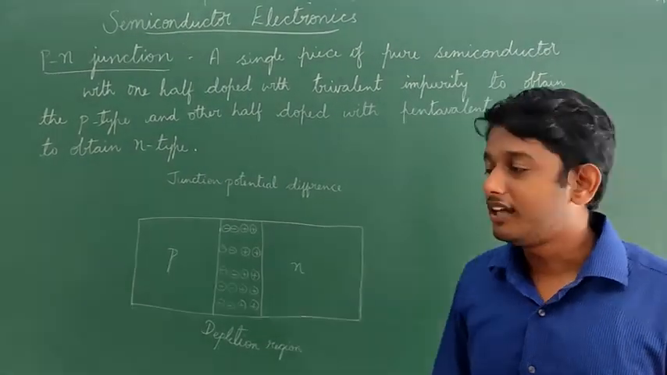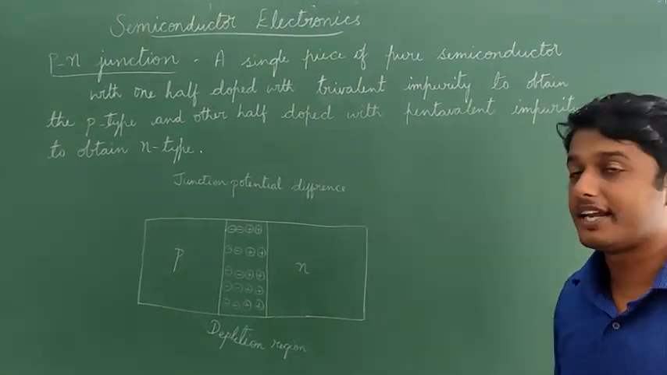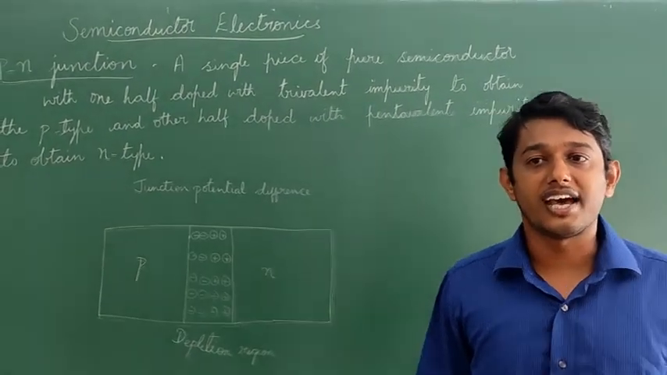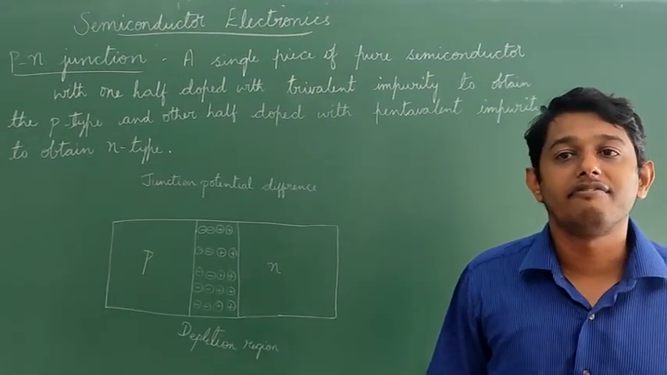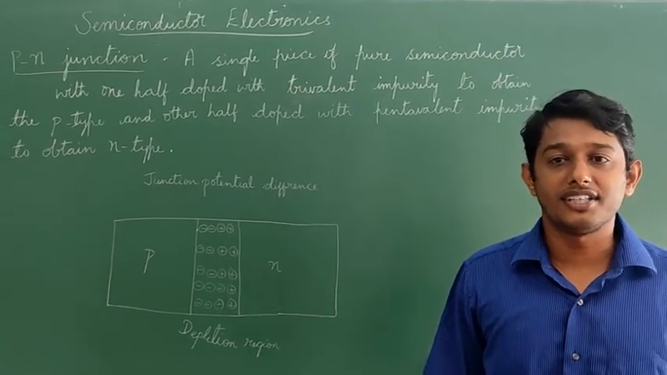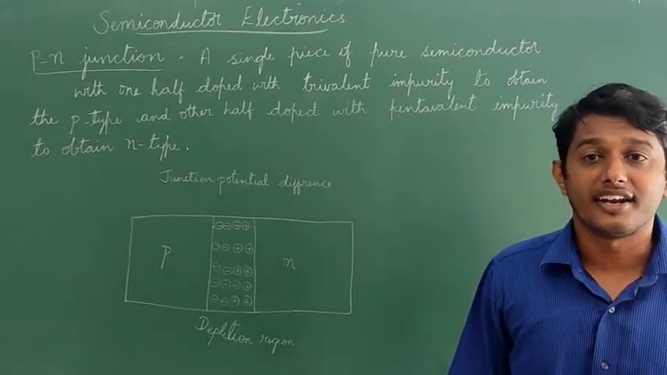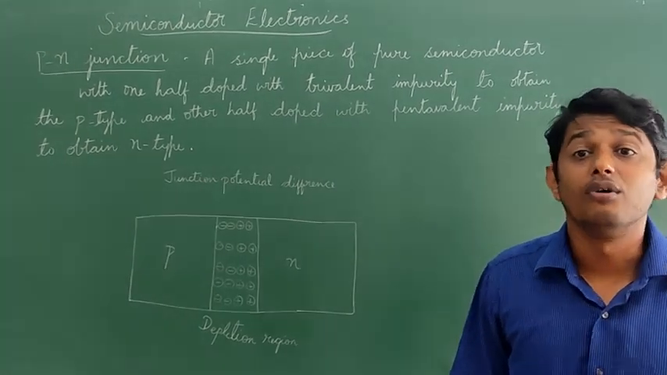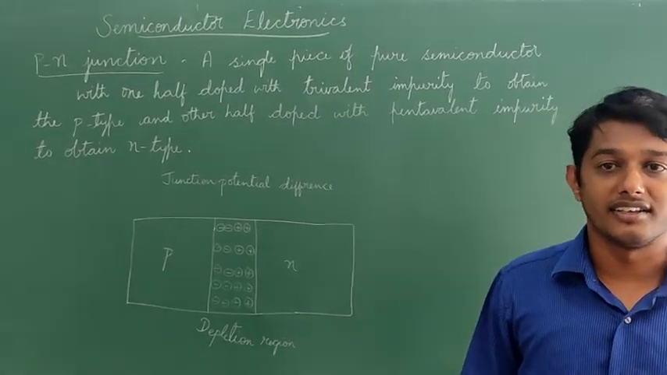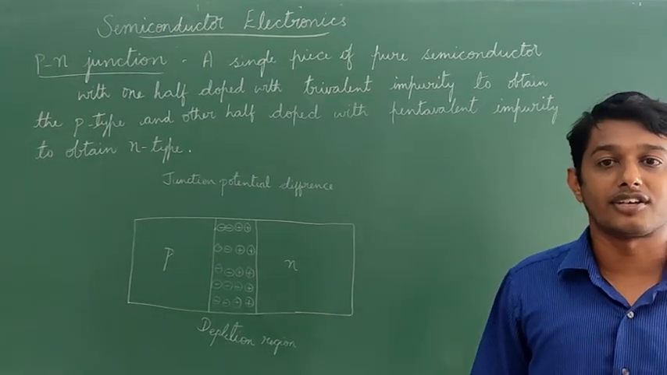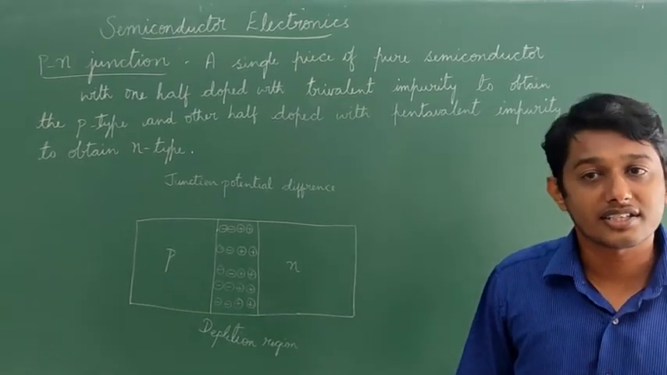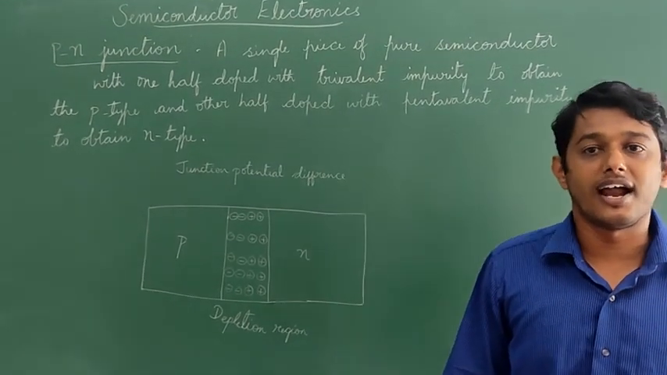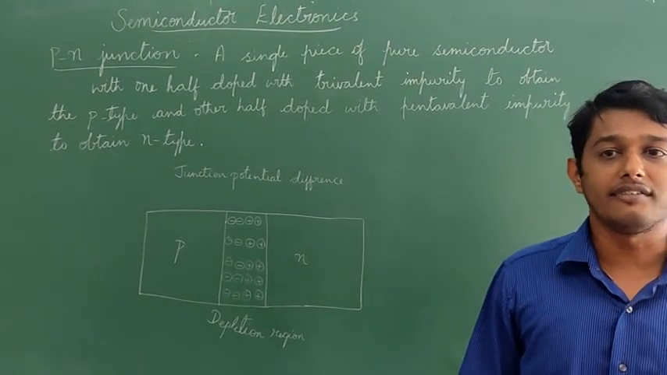Next, I'll explain the formation of PN junction. The holes are majority charge carriers in p-type and free electrons are majority charge carriers in n-type. The holes carry positive charge and the electrons carry negative charge.